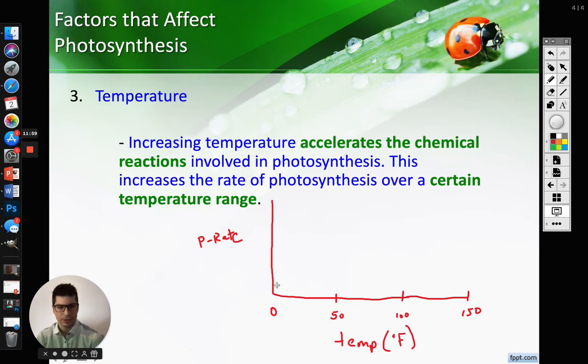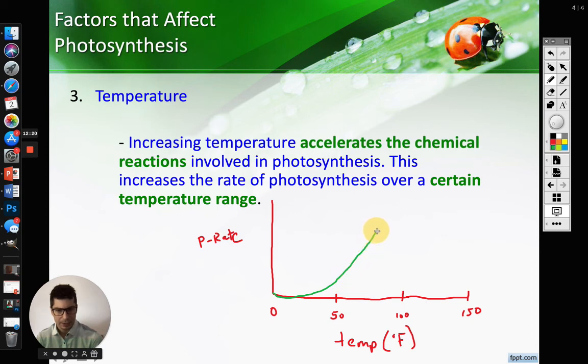Okay, so at 0 degrees, yeah, the plant is pretty much frozen. The water's frozen, everything's frozen. It is not a good time. So our photosynthesis rate, let me do a different color here. Our photosynthesis rate is going to be pretty much none, maybe a little bit, I don't know, somewhere around there. Now, once we get above freezing, our photosynthesis rate is going to increase, increase, increase, increase, increase.